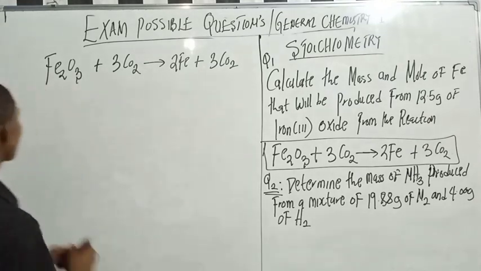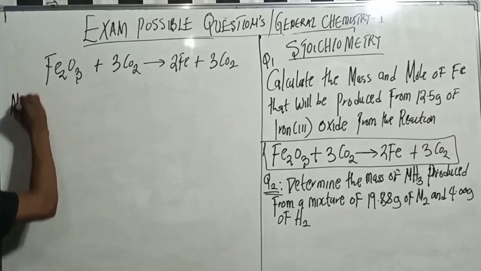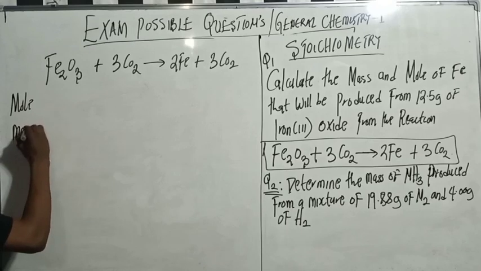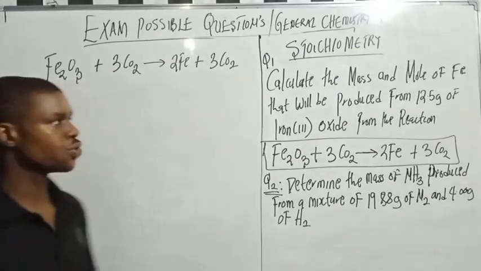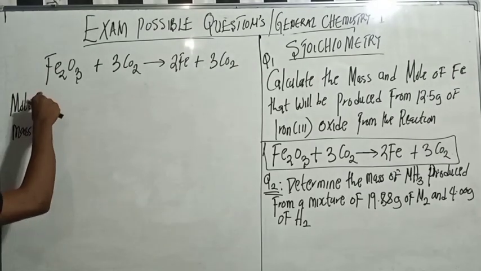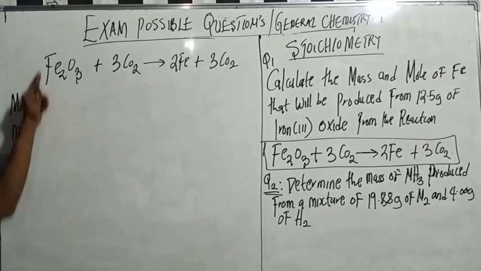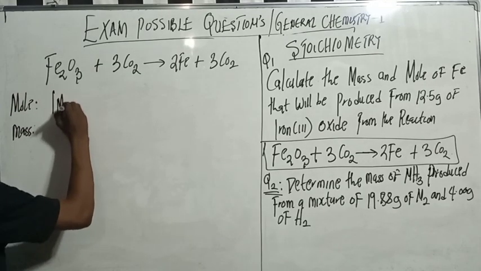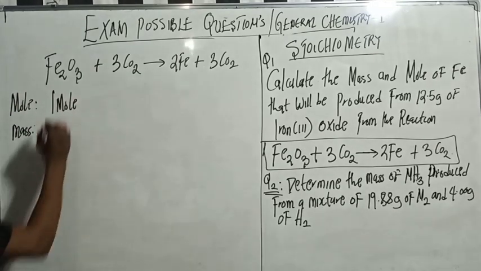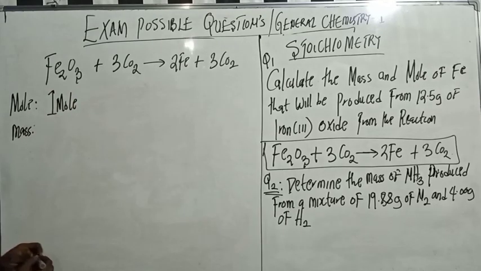In solving any reacting mass question, this is the first thing to do: write out your balanced mole and your balanced mass. So how many moles do we have here? Here we have one mole, one mole, one mole, right?